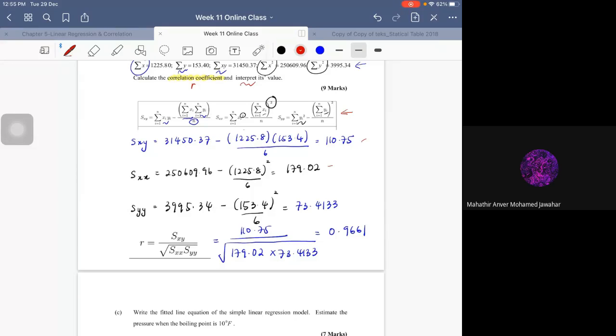Okay, so now that we already have the value of R, we got R equals 0.9661. Can somebody tell me, when we want to do our interpretation, I did mention just now, we have to mention 2 things. First is going to be the direction, and the other one is going to be the strength. So what is going to be the strength of this number? Is it going to be considered as being weak, moderate, or strong, if I have 0.9661? Strong, that's right.